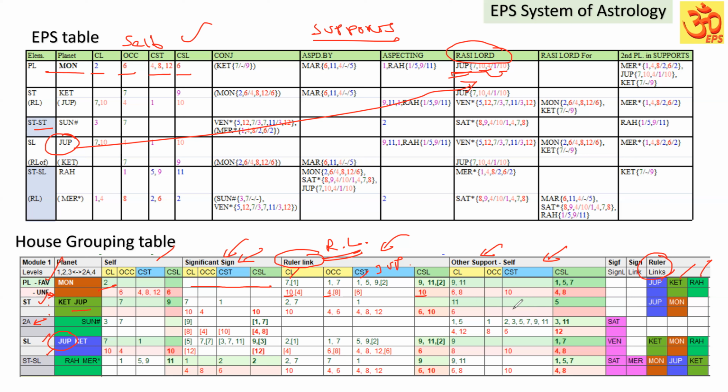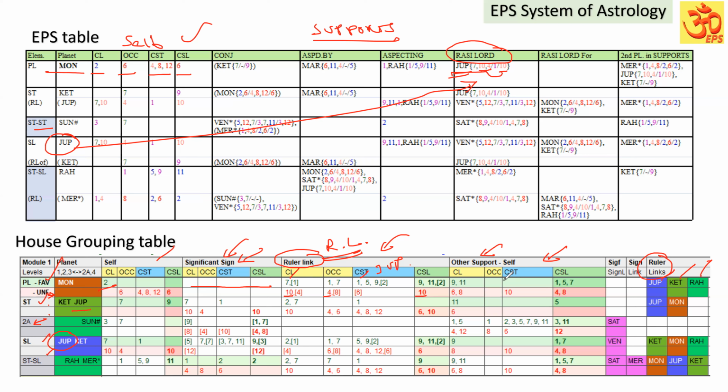I think you are able to understand. At each level, the significant sign lord or ruler link, or whichever planets are ruling, their names have been given here under separate columns. I think you are able to follow. So EPS tables are made in a grouping form, favorable and unfavorable separately. In addition to that, significant sign lord and ruler link and other supports are also shown in different columns.